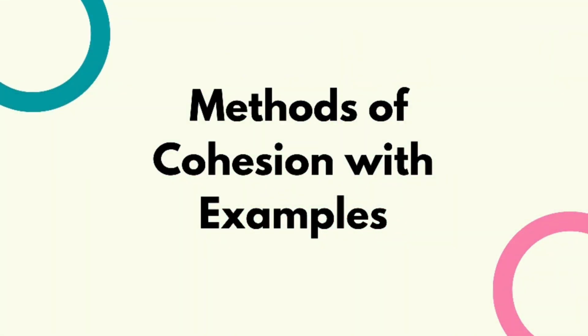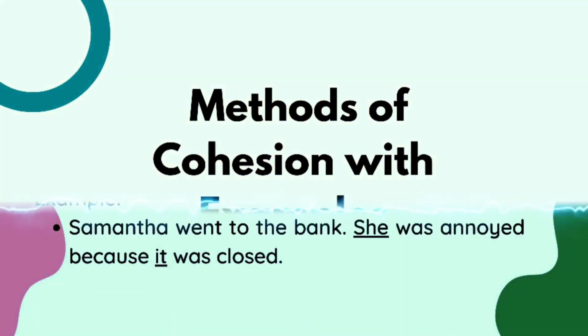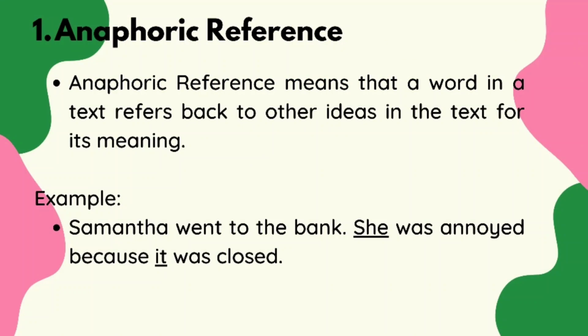Now here are methods of cohesion with examples. First one is the Anaphoric Reference. Anaphoric reference means that a word in a text refers back to other ideas in the text for its meaning. Example: Samantha went to the bank. She was annoyed because it was closed. As you may observe, "she" refers to Samantha and "it" refers to the bank.